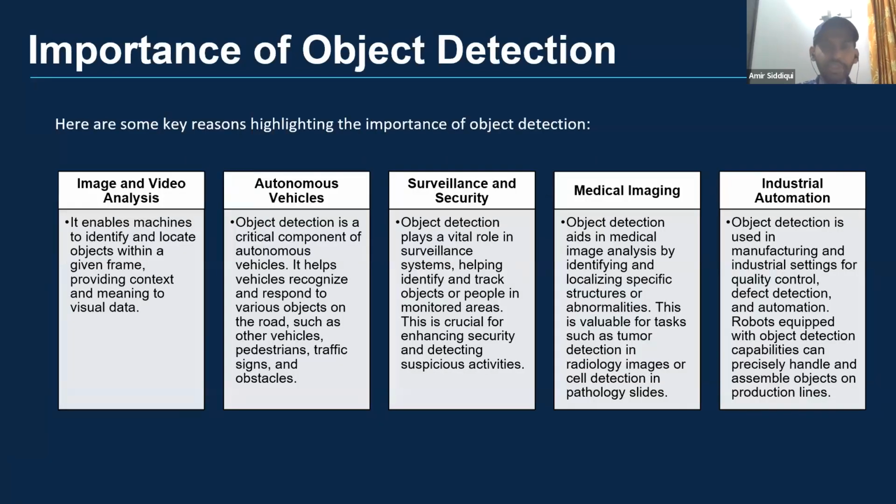Now let's see the importance of object detection. Why do we need this algorithm, and where do we implement it if it is really good and really helpful? So the first one is image and video analysis.